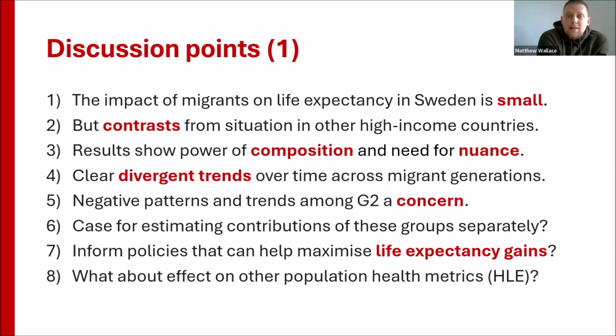Is there a case for estimating the contributions of these groups separately? Clearly in Sweden, they have unique mortality risks along with the mortality risks of the majority population. And would it make sense to start monitoring these separate risks in order to inform policies that might be able to help Sweden improve or maximize its life expectancy gains? I also wanted to ask about the effect on other population health metrics. Life expectancy doesn't take health, the quality of your life, into account. So do we need to move in that direction?